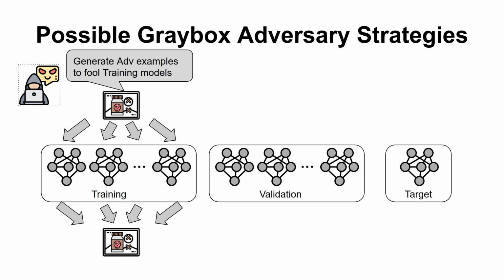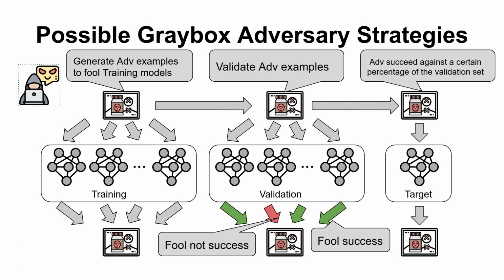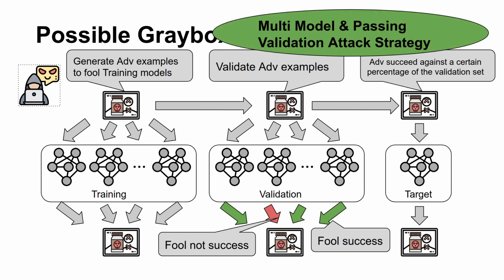The adversary first uses the multi-model attack strategy to generate an adversary example, then validates the adversary examples on the validation model set. Basically, it tests how likely it can fool the models in the validation group. The adversary only chooses adversary examples which succeed against a certain percentage of the validation set and uses those to attack the target model. We call such an attack strategy the multi-model and passing validation attack strategy.